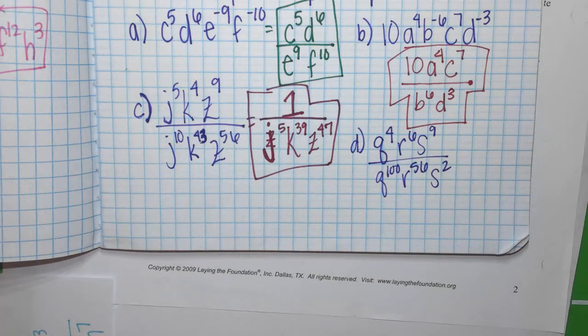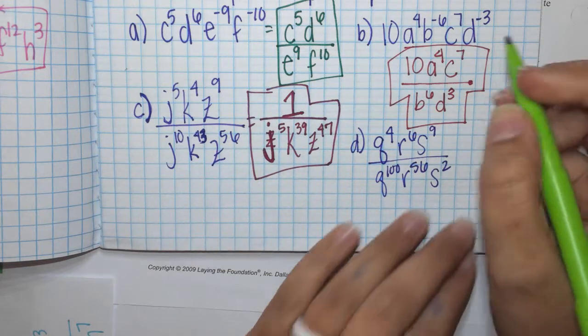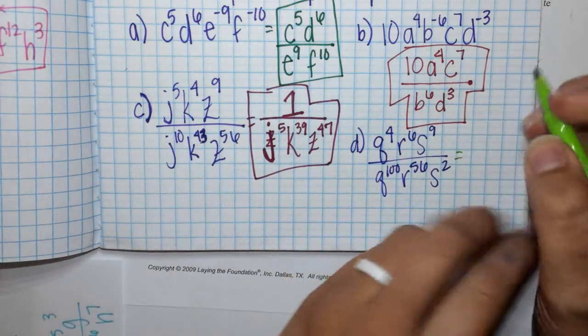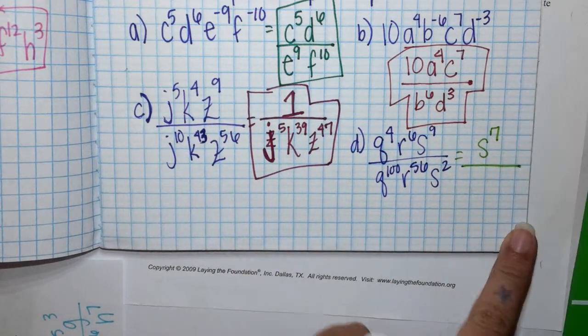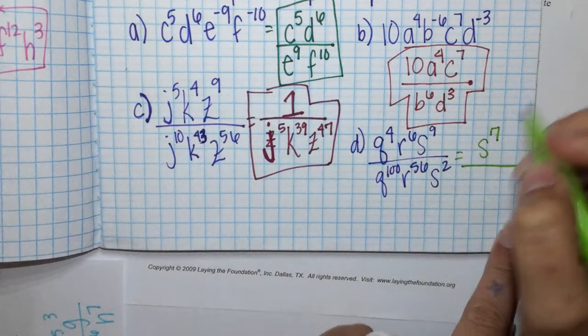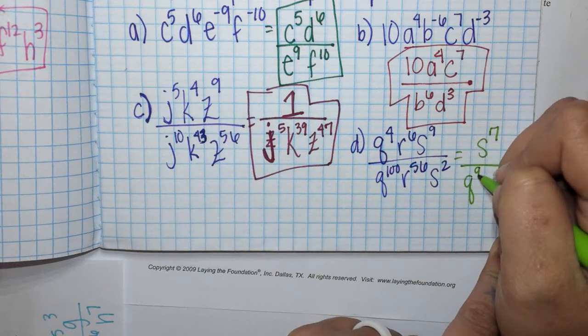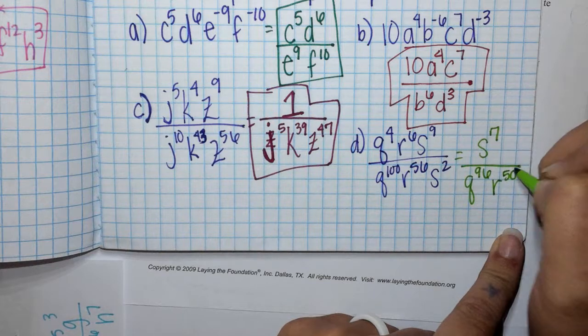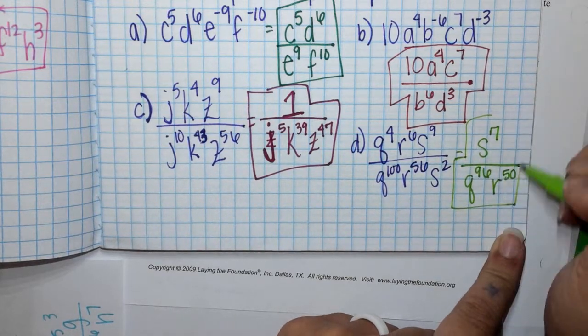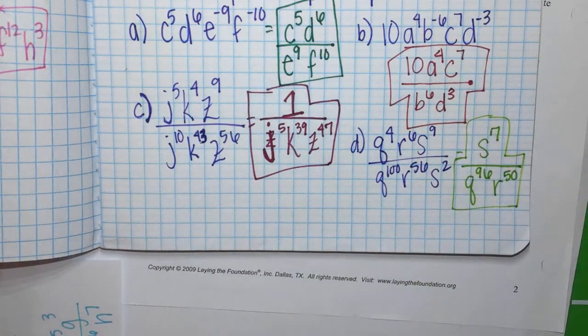Tiara, can you tell me the answer to this one? On top or bottom? On top. Okay, S to the 7th, divided by Q to the power, and R to the 15th power. Yes. Do we agree or disagree? Fantastic. Take a point.